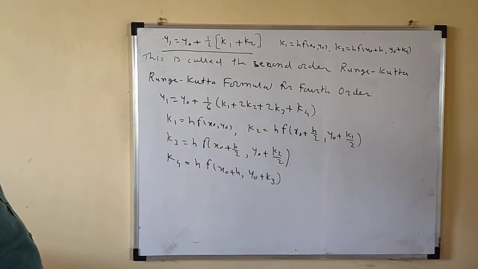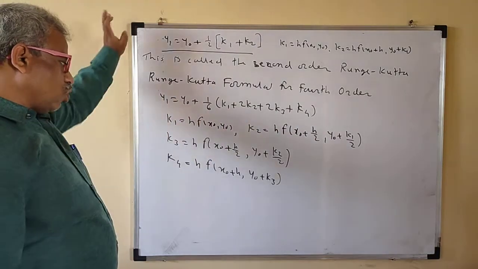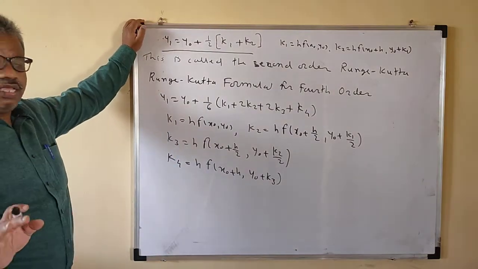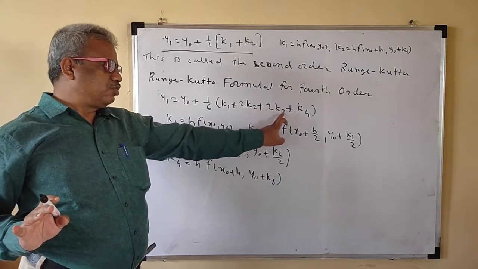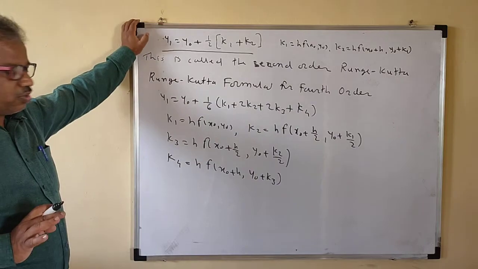So this is the formula for y1. This is the fourth order formula. Just remember this, the values of k1, k2, k3 and k4. This is the important part: y1 is equal to y0 plus 1/6 of (k1 plus twice k2 plus twice k3 plus k4). The values of k1, k2, k3 and k4 are also important.